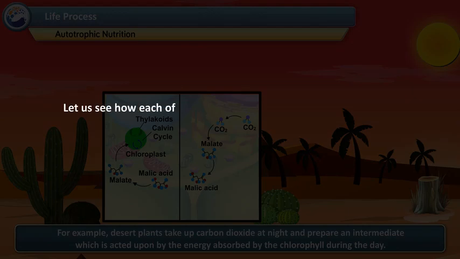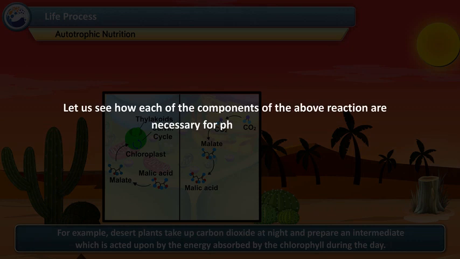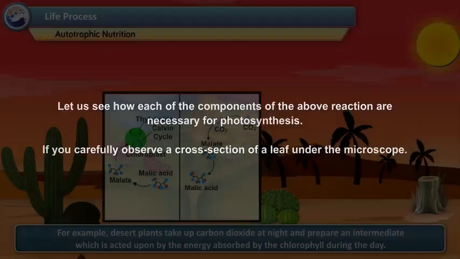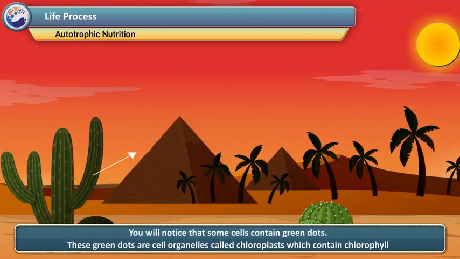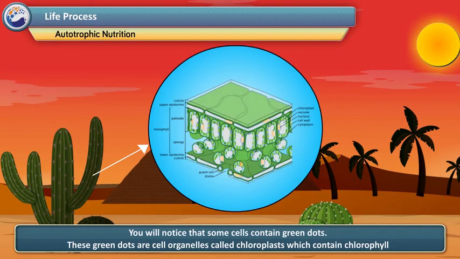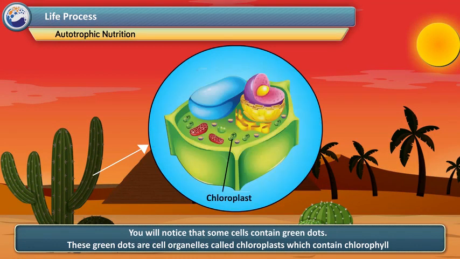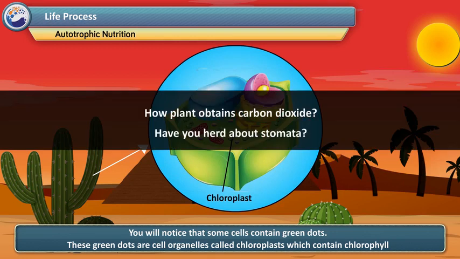Let us see how each of the components of the above reaction are necessary for photosynthesis. If you carefully observe a cross-section of a leaf under the microscope, you will notice that some cells contain green dots. These green dots are cell organelles called chloroplasts, which contain chlorophyll. How does a plant obtain carbon dioxide?